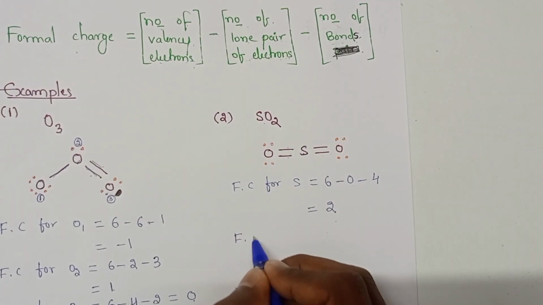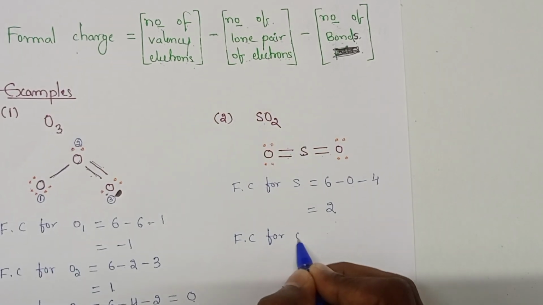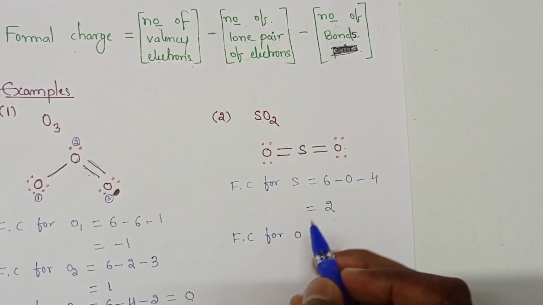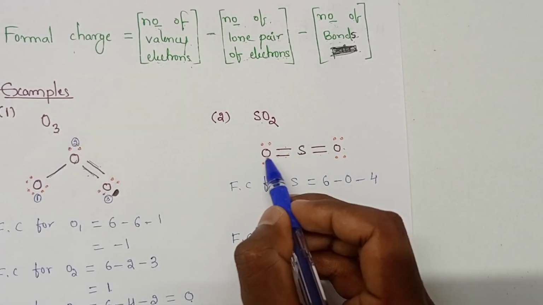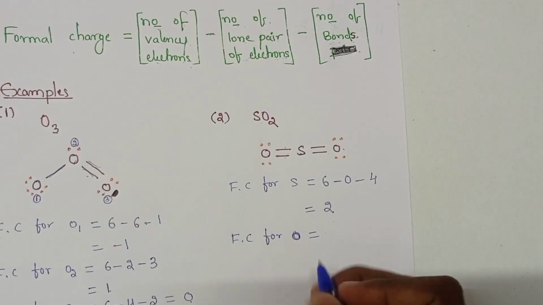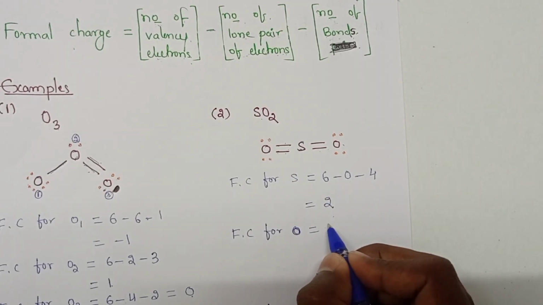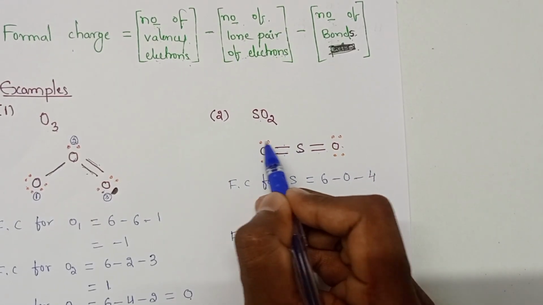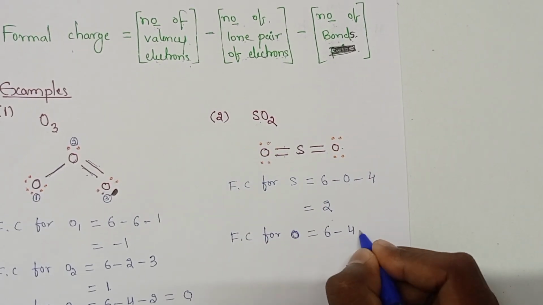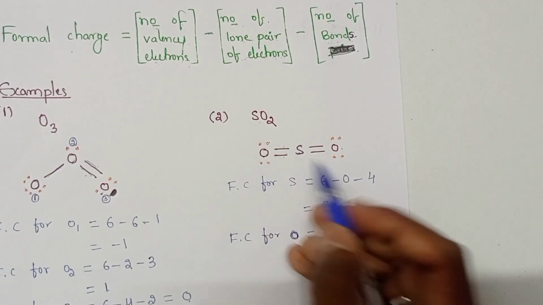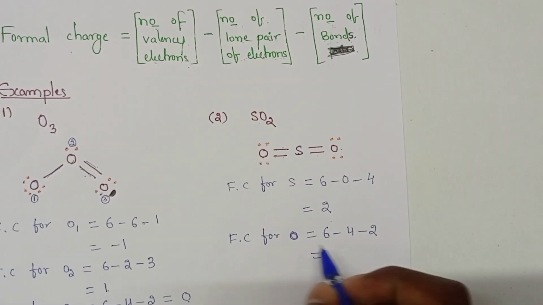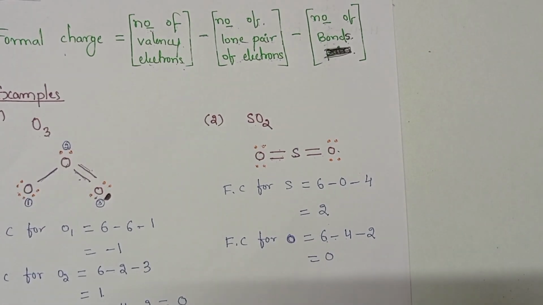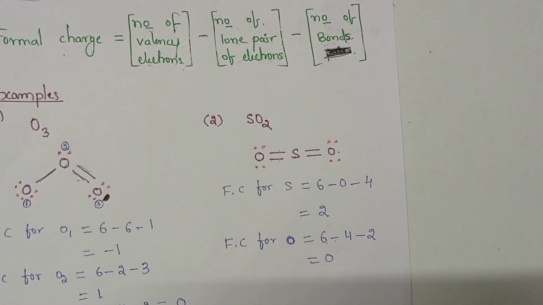Similarly, the formal charge of oxygen. Both oxygens are the same, so if I calculate for one oxygen, it will be the same for the other. The number of valence electrons is 6, minus number of lone pair electrons on oxygen, that is 1, 2, 3, 4, so 4, minus number of bonds for this oxygen atom, 2. Therefore the formal charge of oxygen is 6 minus 4 minus 2, which is equal to 0. This is how we can calculate the formal charge.